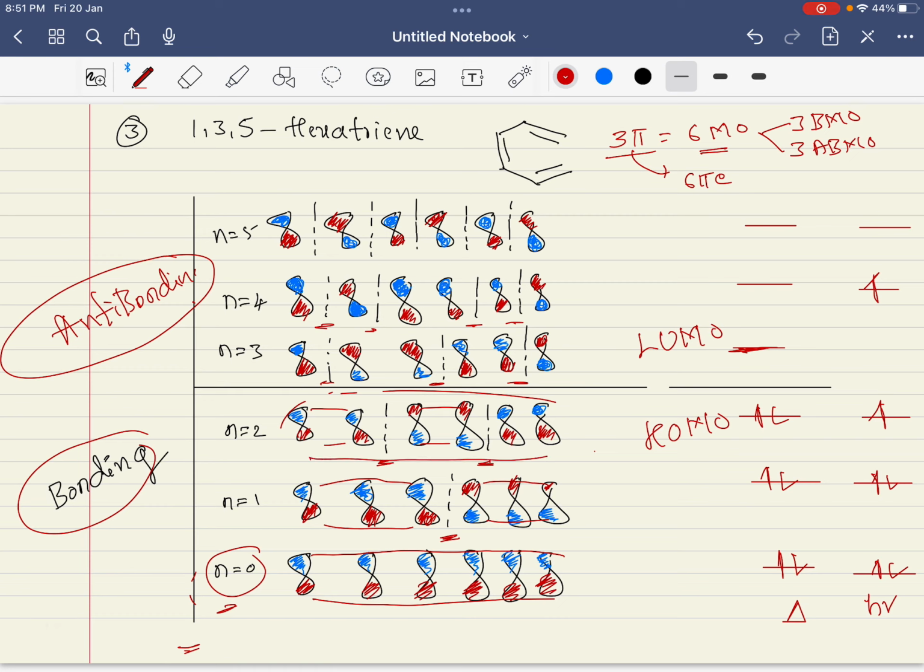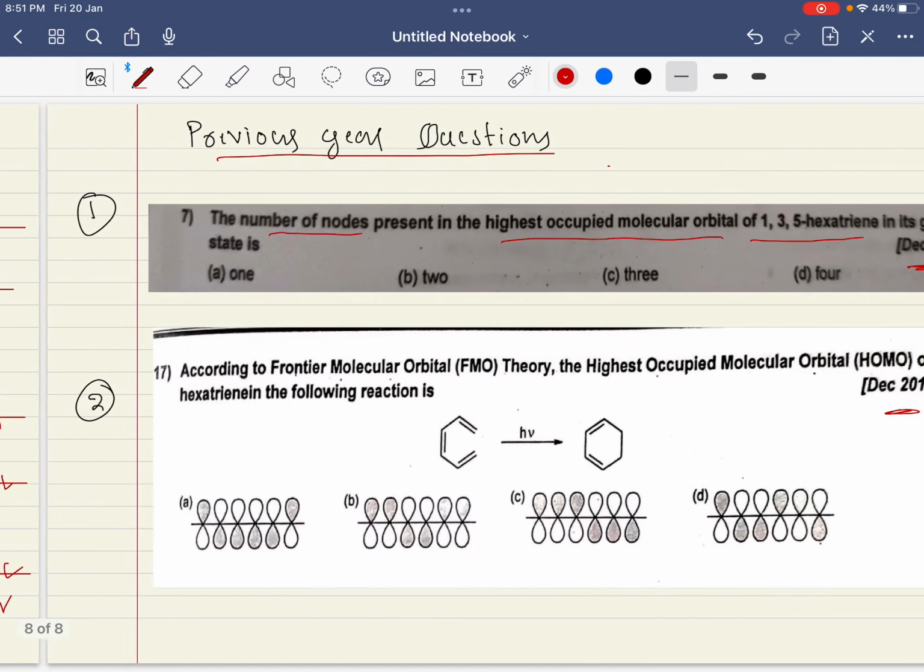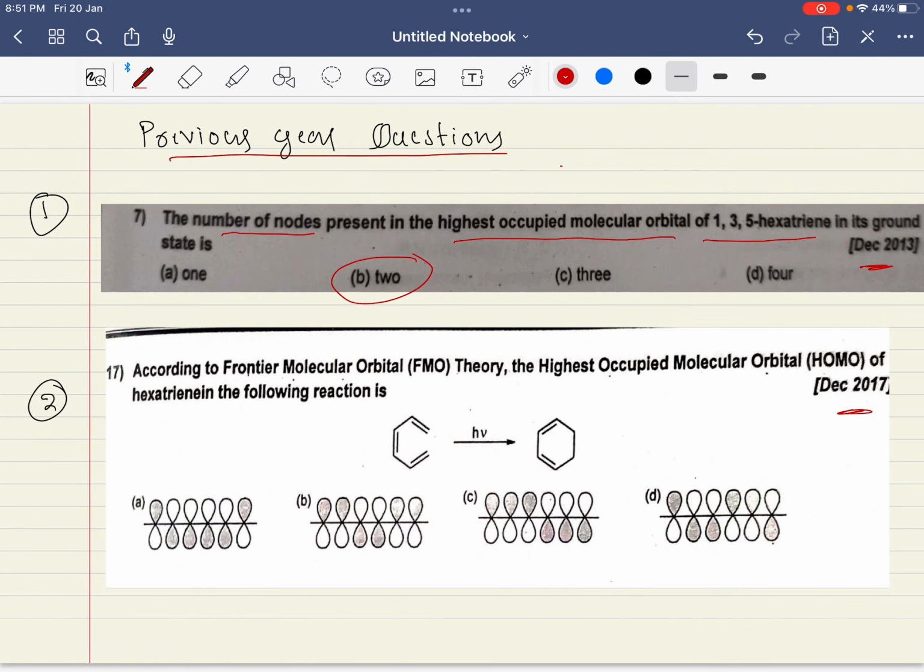This is the HOMO of 1,3,5-hexatriene. The number of nodes here is 2. So the answer for this is 2.